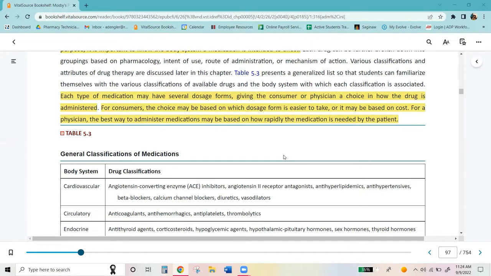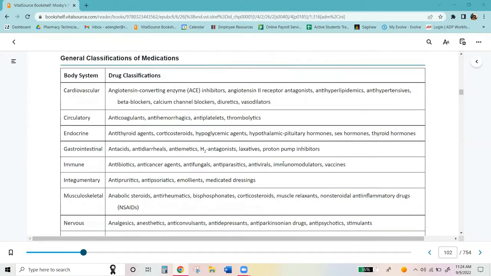In the circulatory system, we have anticoagulants, anti-hemorrhage medications, antiplatelets, thrombolytics. In the endocrine system, we have antithyroid agents, corticosteroids, hypoglycemic agents, hypothalamic pituitary hormones, sex hormones, thyroid hormones. In the gastrointestinal, we have antacids, antidiarrheals, antiemetics for nausea or vomiting, H2 antagonists, laxatives, proton pump inhibitors for GERD.